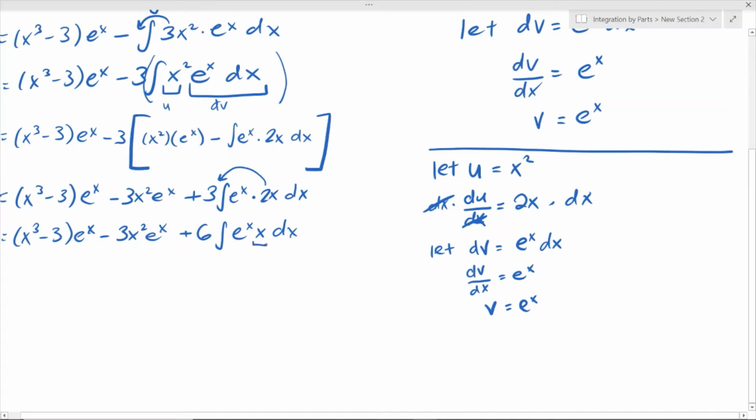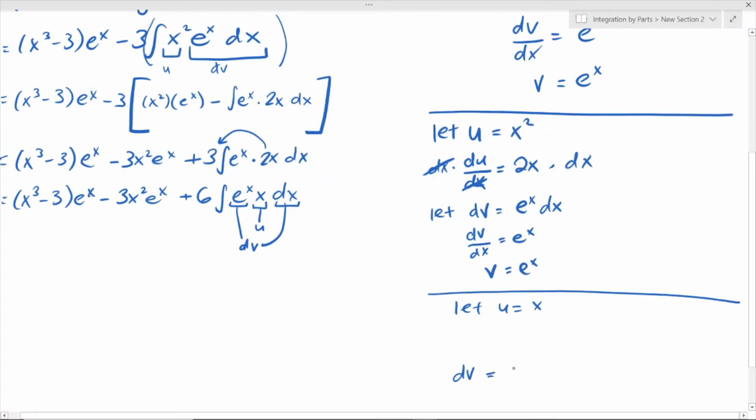So here we can let x be u because we know that basically the derivative of x is going to be simpler. It's just going to be 1, right? And then here we can let these two parts be dv. So using integration by parts for the third time, we have our u to be equal to x as shown here, and dv is equal to e to the exponent of x times dx from here, right?